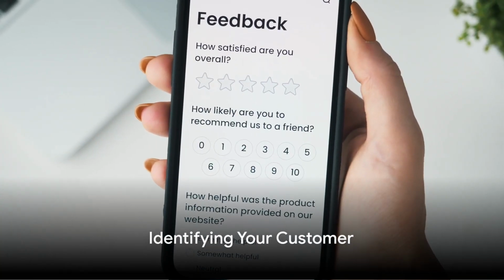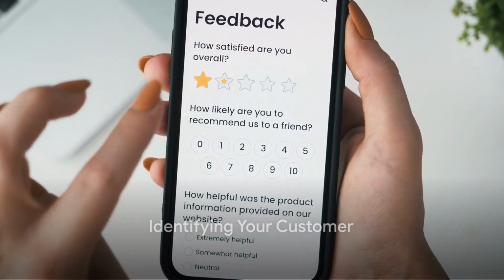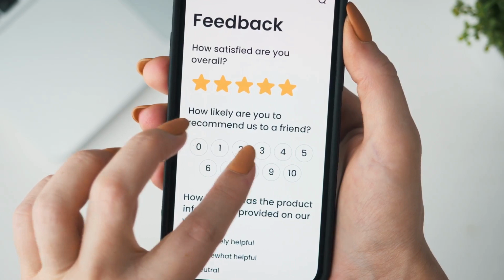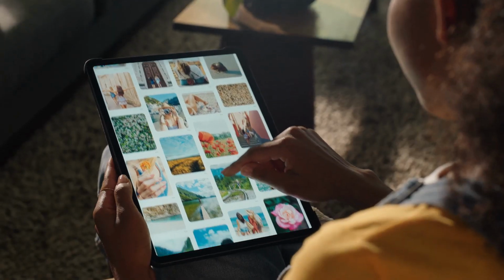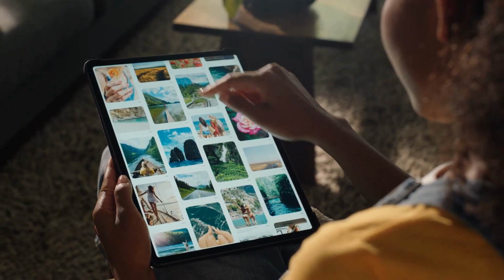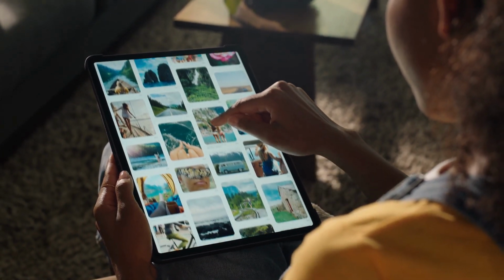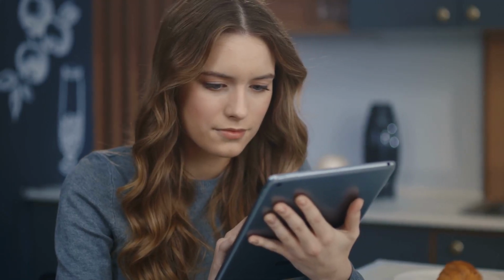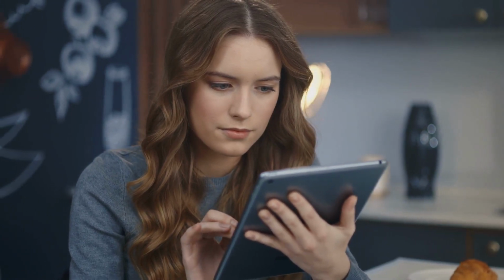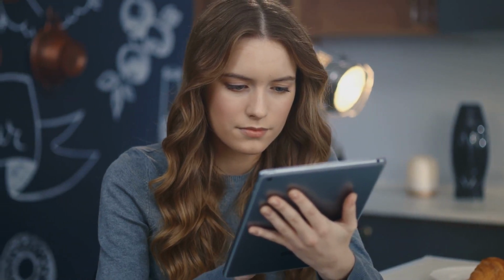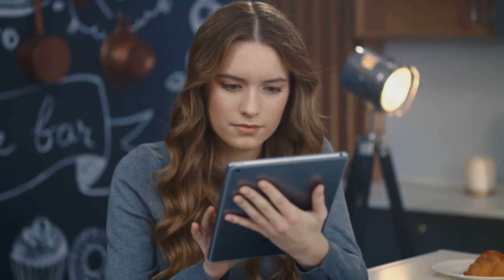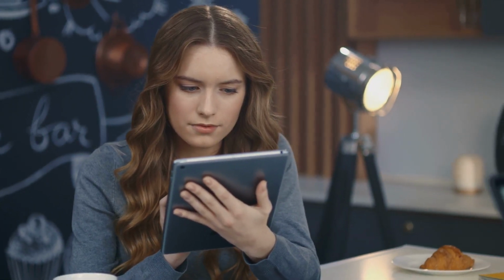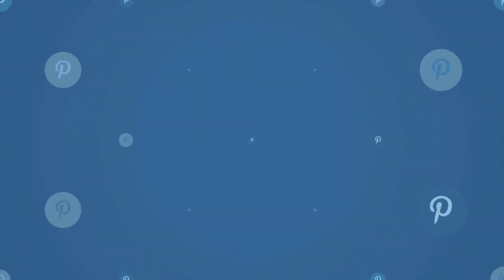Who is your customer? It's not just about demographics. It's about understanding their aspirations, desires, and pain points. Indeed, knowing who your customer is goes beyond mere numbers. It's about delving into the essence of their interests, hobbies, and lifestyle choices. So, how do we do this? Enter Pinterest, a platform that offers a unique window into the lives and preferences of your target audience.